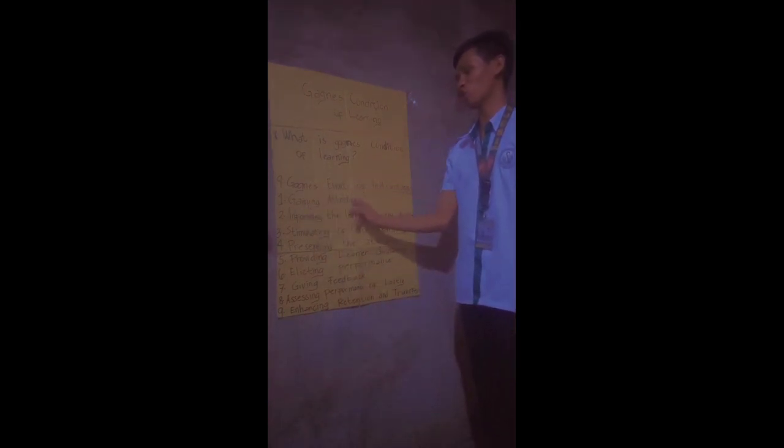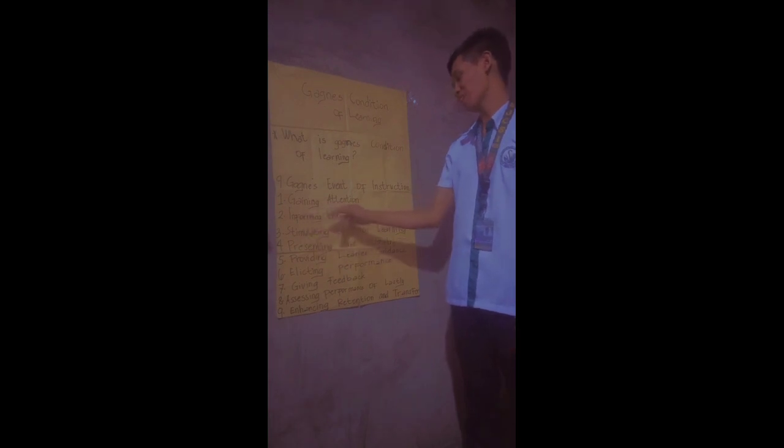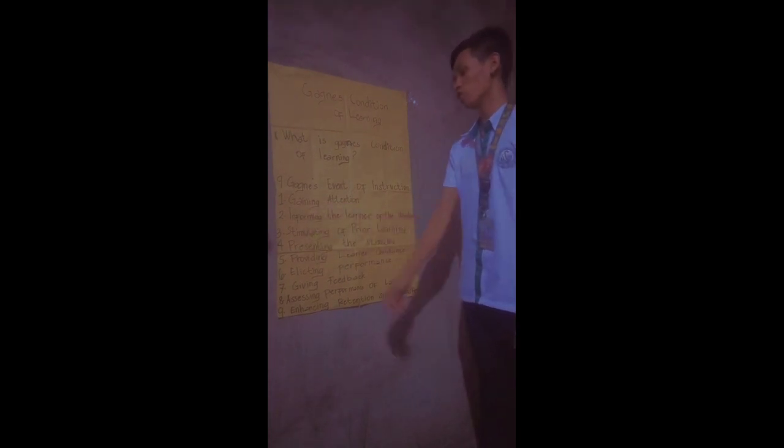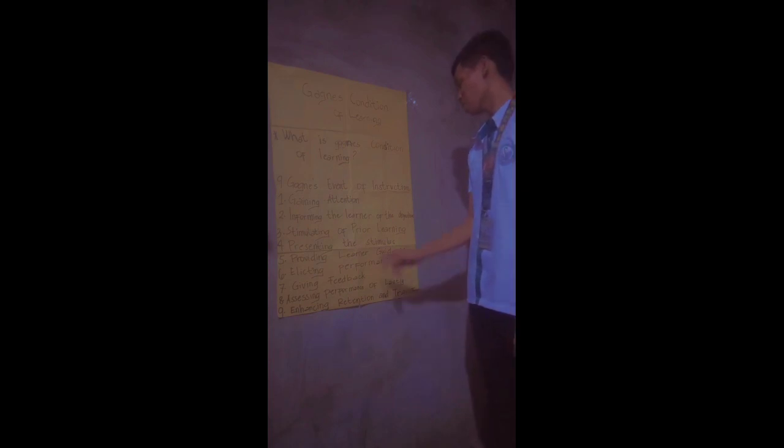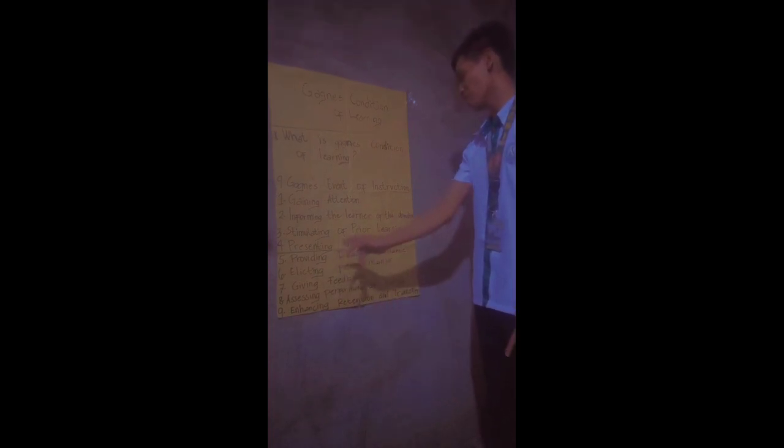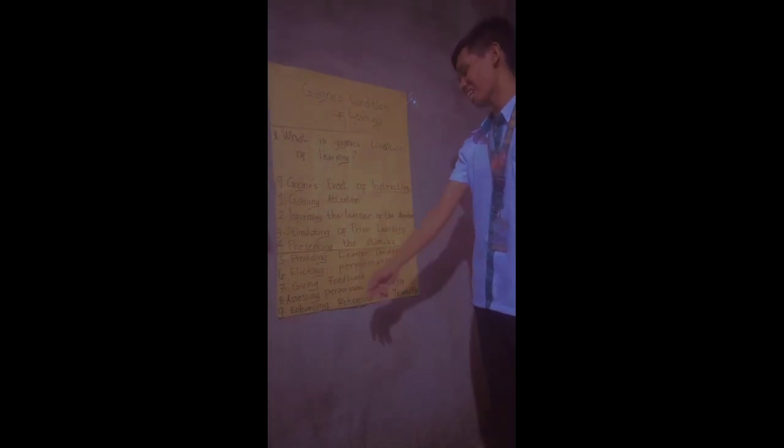First, gaining attention. Second, informing the learner of the objective. Third, stimulating prior learning. Fourth, presenting the stimulus. Fifth, providing learner guidance. Sixth, eliciting performance. Seventh, giving feedback. Eighth, assessing performance. And last, enhancing retention and transfer.